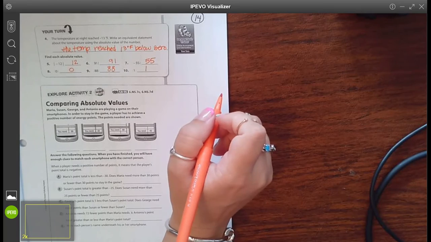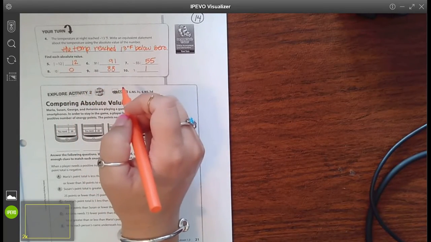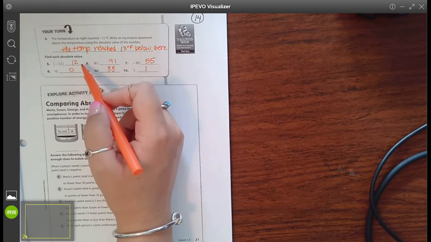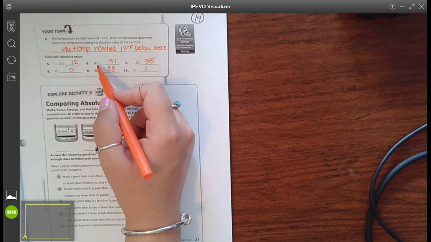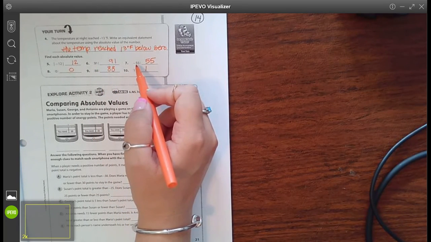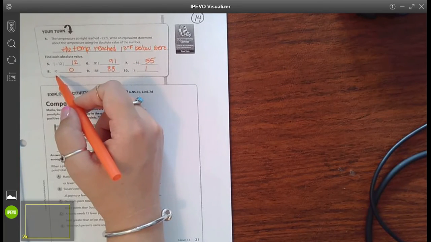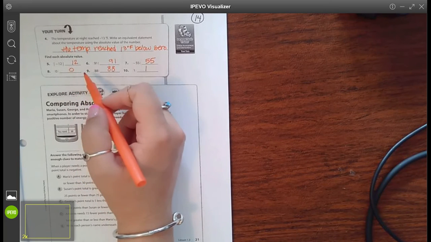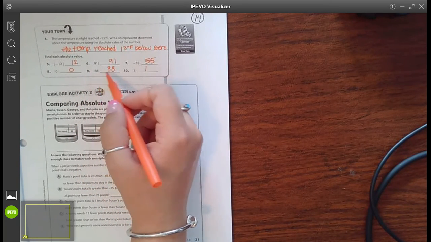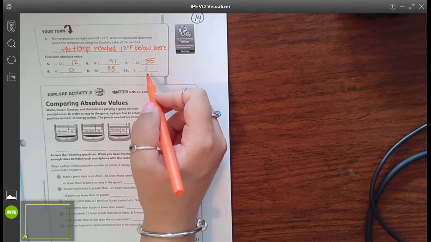Okay, now bonus for you. These are all the correct answers. But what if these absolute value bars were gone and they said, what's the opposite of -12? It would still be 12. What's the opposite of 91? It would be -91. What's the opposite of -55? Positive 55. What's the opposite of 0? 0. It doesn't have an opposite because it's neither negative nor positive. What's the opposite of 88? -88. What's the opposite of 1?